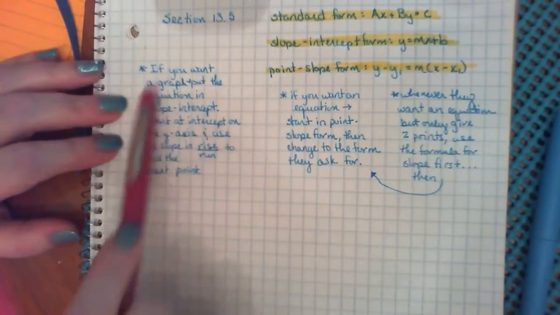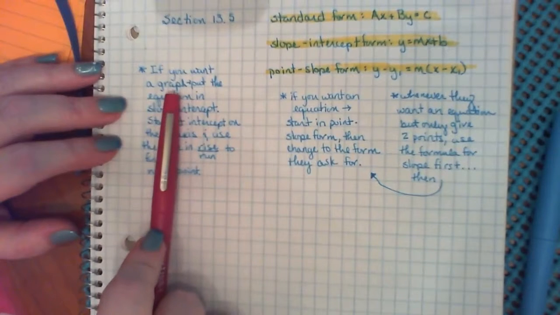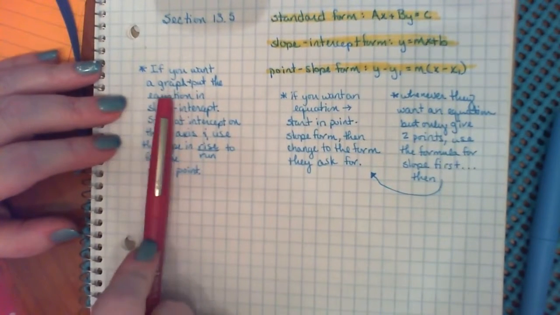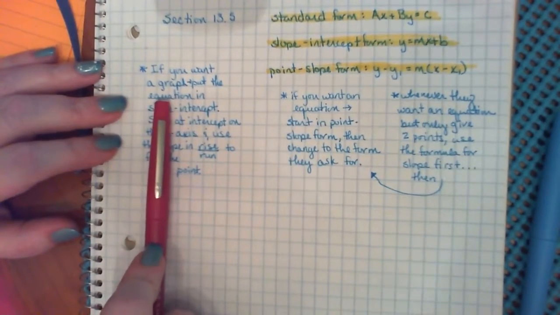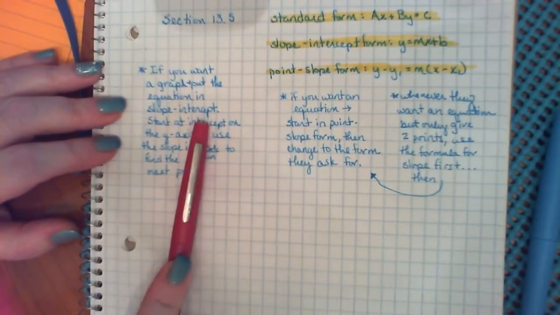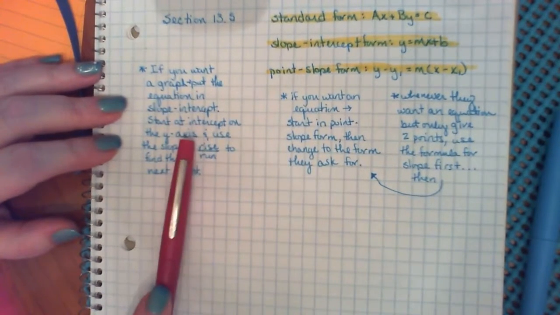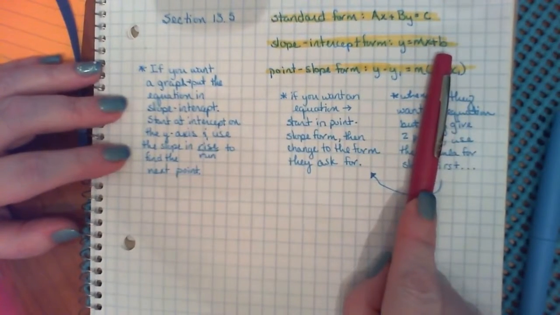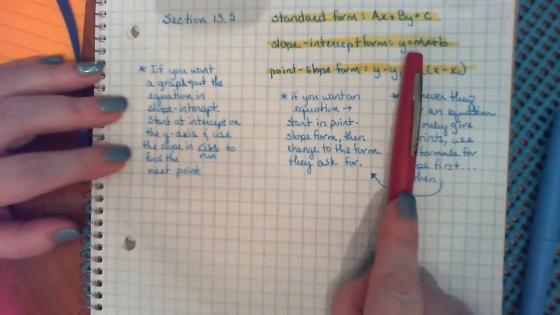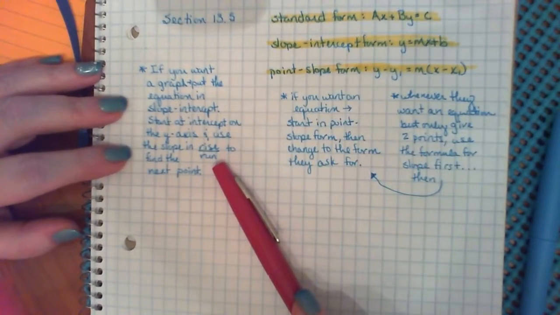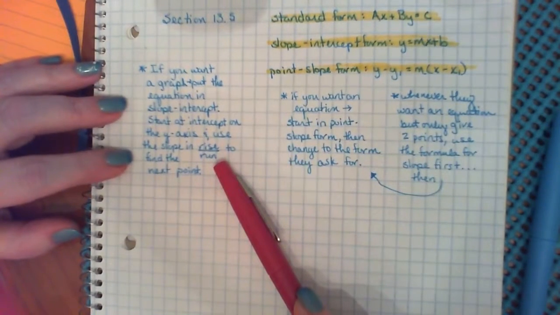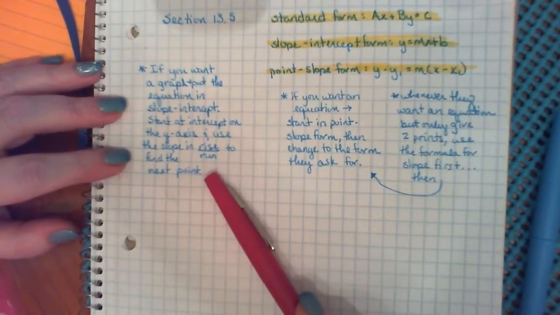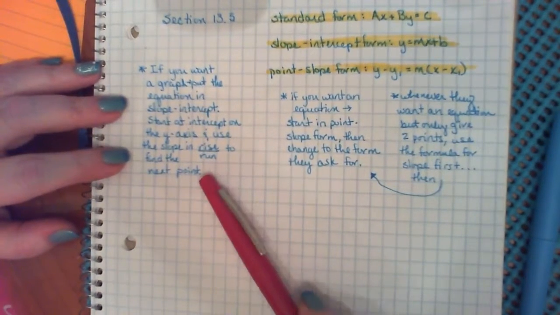So this one says if you want to graph it, if that's what they're asking you to do, then you absolutely positively want to get it in slope-intercept form. Once you have it in slope-intercept form, you can start with your b on your y-axis and then use your slope to count up, rise over run, to find the next point. That's graphing by slope-intercept form.